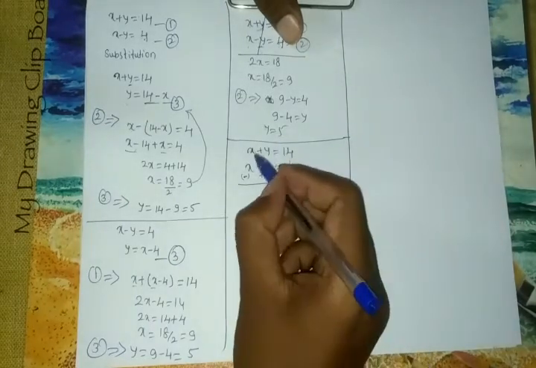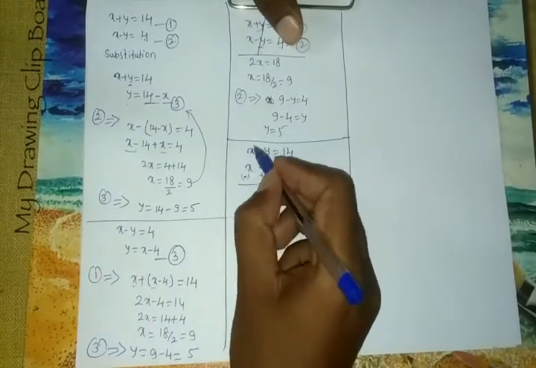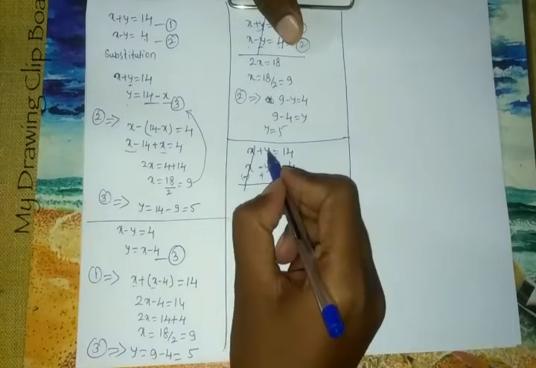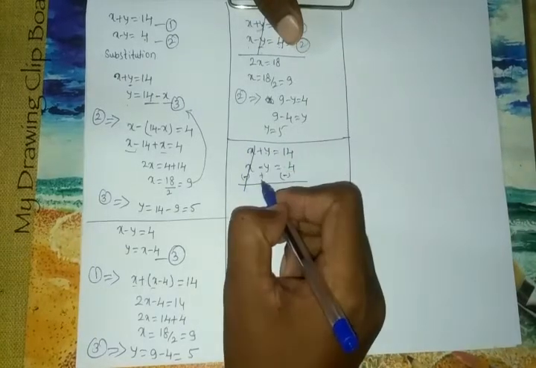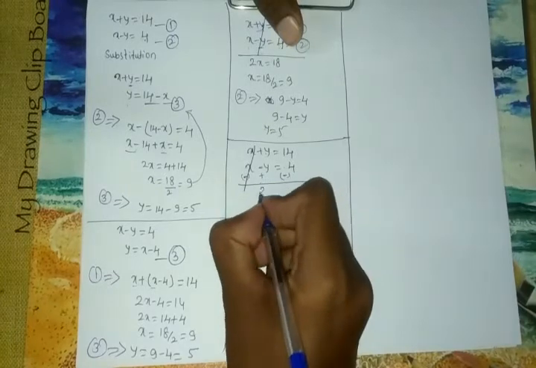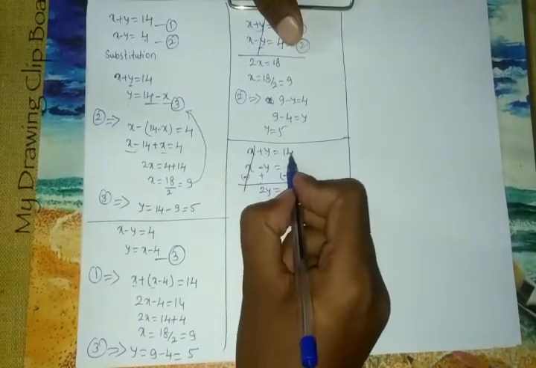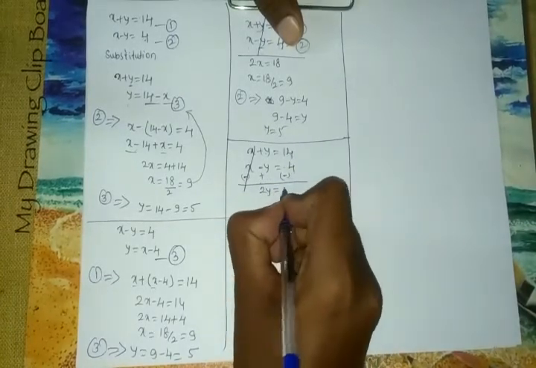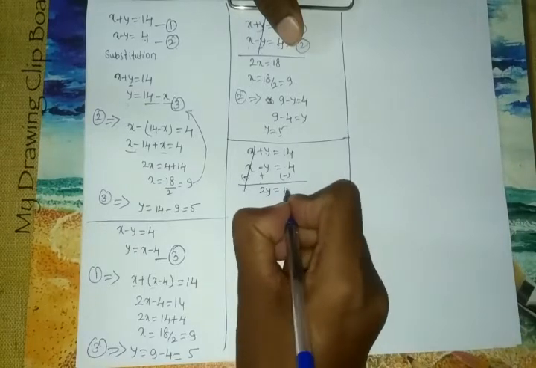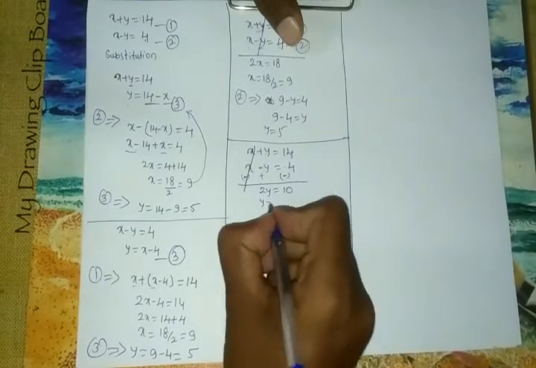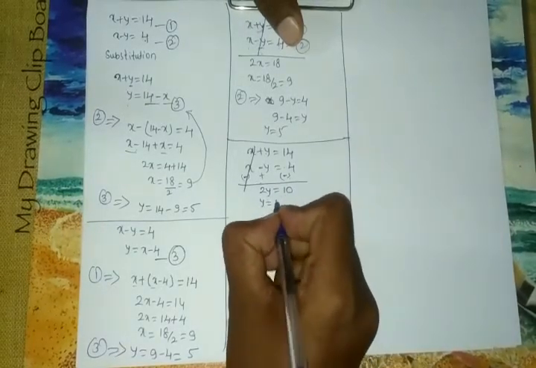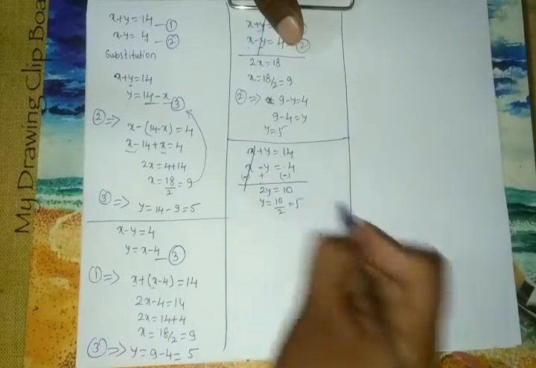So x minus x, it will get cancelled, it will be 0. This is plus y and this is another plus y, it will be 2y. 14 minus 4 will be equal to 10. So y equals 10 by 2, which is 5.